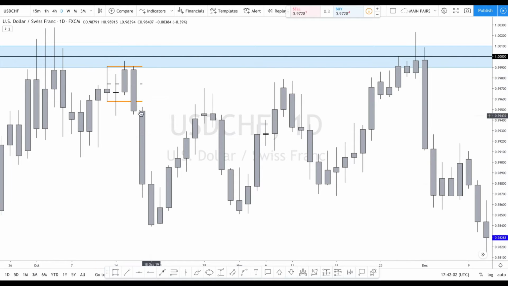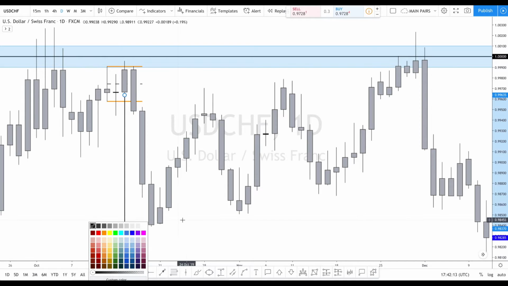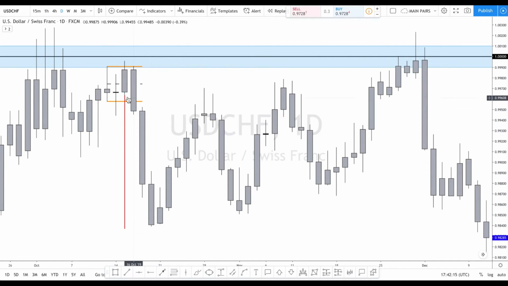Let's put this as orange. Price was going up, it started going sideways, and then we saw a massive redistribution of price. We saw a massive sell-off. That is where sellers started selling, so this is the origin of our supply.